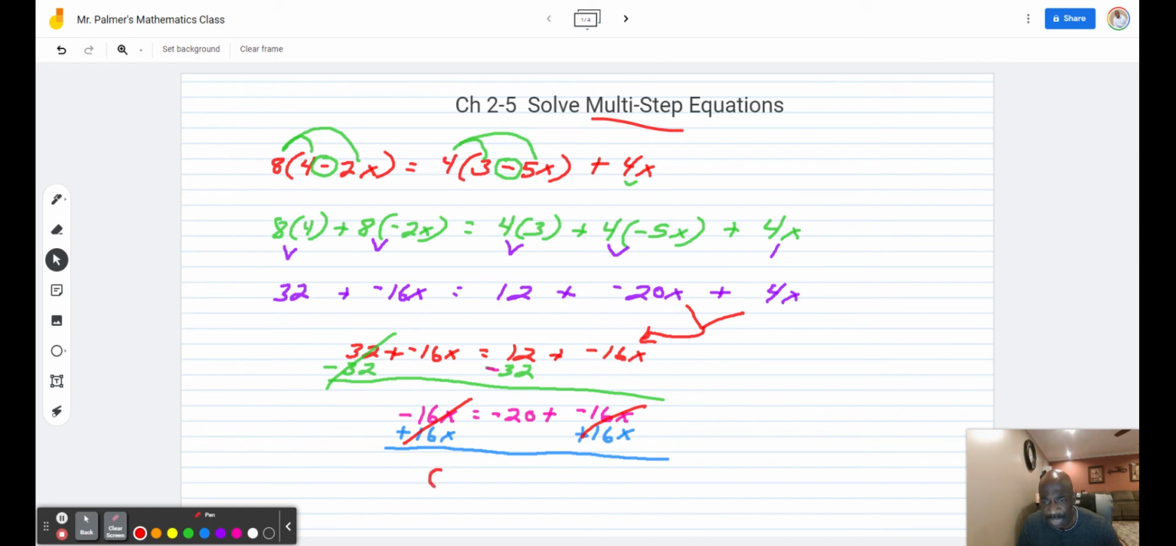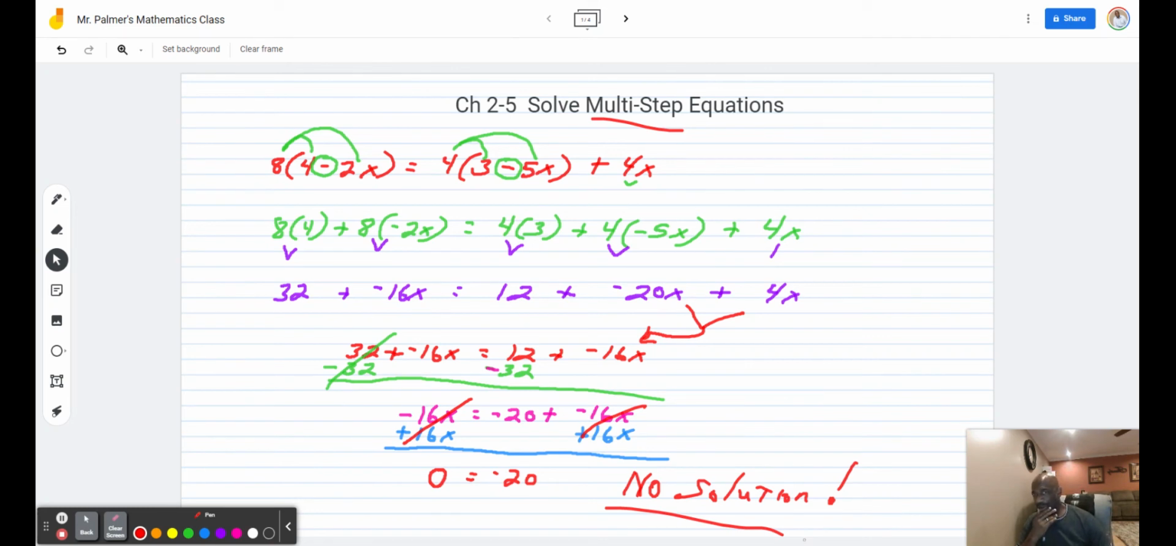So what am I left with on the left side? Nothing. Zeros over there. What am I left with on the right side? The negative 20. I have no variables. Interesting. You have to have a variable in order to solve for a variable. Anytime you run into a problem like this and your variables get canceled, the answer is no solution. No solution. All right.